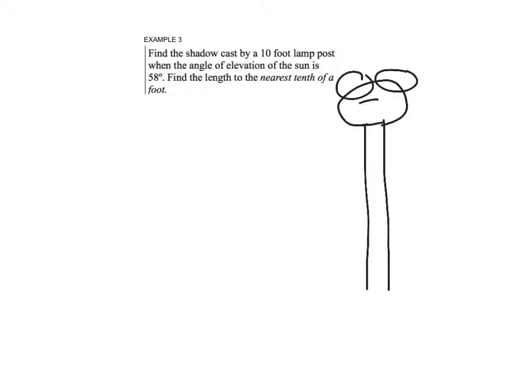Okay, example 3. I have a lamp post. So here's my post, and my lamp sitting on the top. We'll put some bulbs up here. There's my lamp post. So I have the sun up here in the sky.